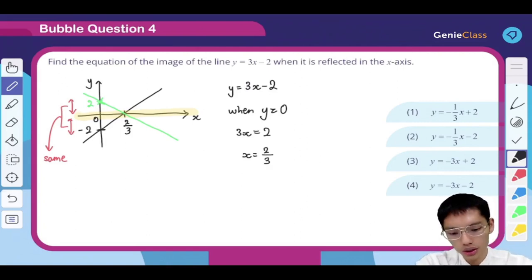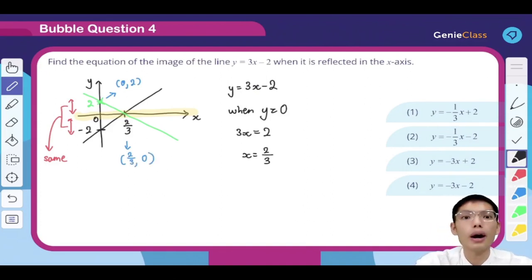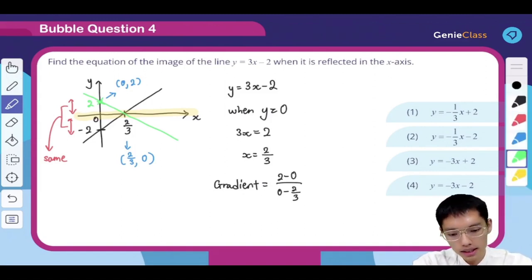Then how do I find my gradient? Coordinates are labeled as, this is 0, 2. This is 2/3 and 0. So from there, how do I do it? Remember, it's y2 minus y1 or y1 minus y2, but you have to be consistent. Yes, gradient is negative, that's right, Denise. But with proper calculation, 2 minus 0 over 0 minus 2/3. Again, let me emphasize, same column for y, y2, y1, x2, x1.